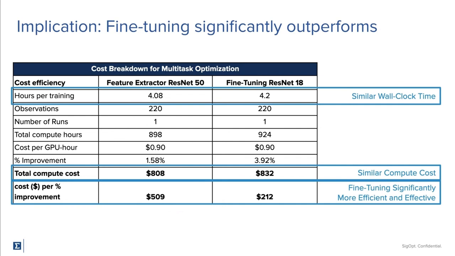So again, what this does is it takes a potentially intractable task of tuning a large network on a large computer vision data set and makes it tractable, both in terms of wall clock time as well as total compute budget utilized, by doing this intelligent multitask optimization. And you can get significantly better results by tuning that larger network, even beyond the transfer learning approaches that are very popular today.